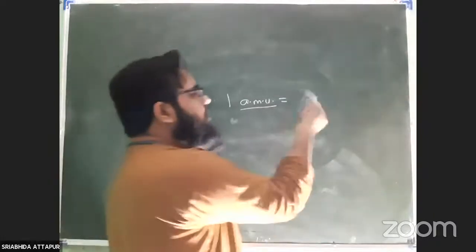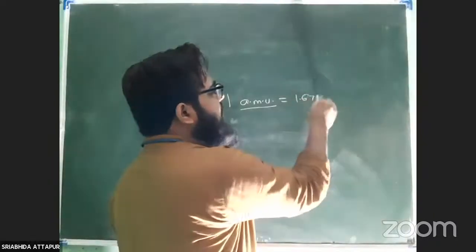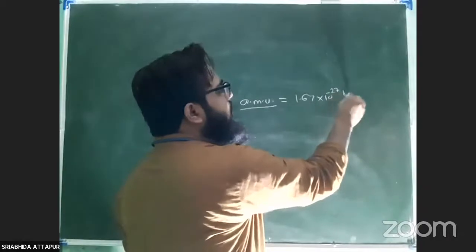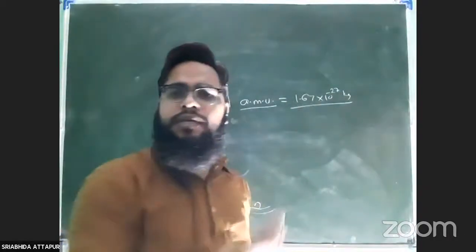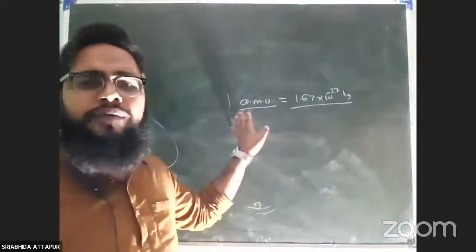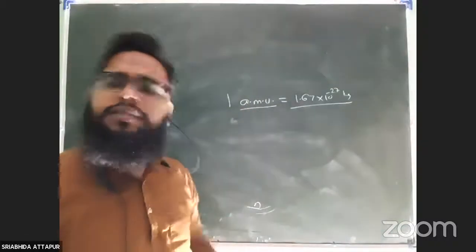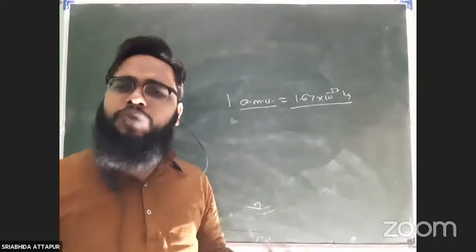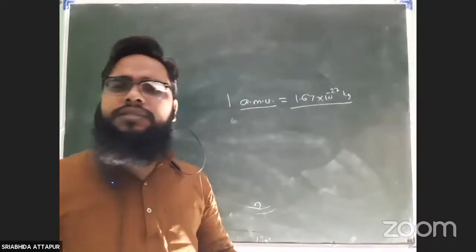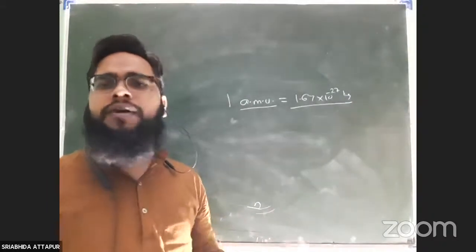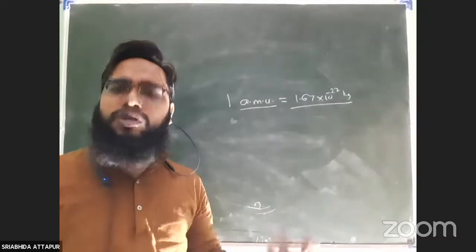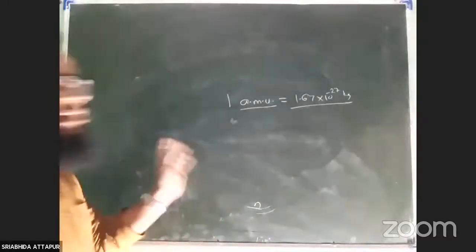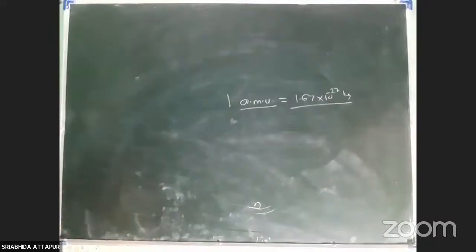How much is one atomic mass unit in terms of kilogram? 1.67 into 10 power minus 27 kilogram. So this is one atomic mass unit. These things will be used. Everyone knows this already, but again I am saying, sometimes they may use terminology: what are isotopes, what are isotones, what is isobaric. Everyone knows isotopes means the atomic number should be the same, isotones means the neutrons should be the same. Just revision only.